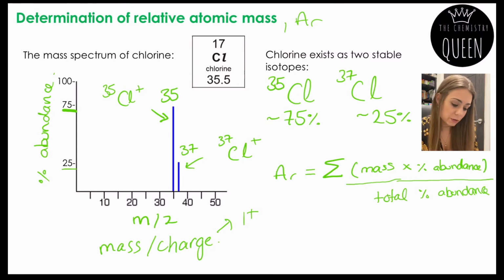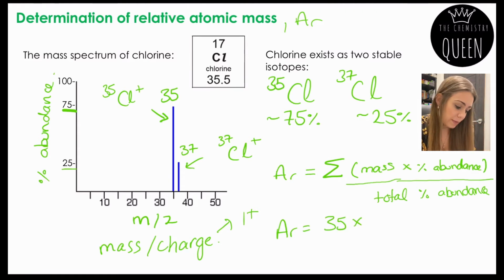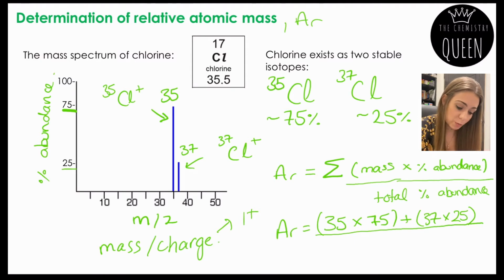So in this case, to work out the relative atomic mass of chlorine, we take the mass of the isotope. One of the isotopes has a mass of 35, and we can see from the mass spectrum that it has a percentage abundance of 75. So it's going to be 35 times 75. And then we add to that the mass of the second isotope multiplied by its percentage abundance. So that's 37 times 25. We divide it all by the total percentage abundance, which in this case is 100.